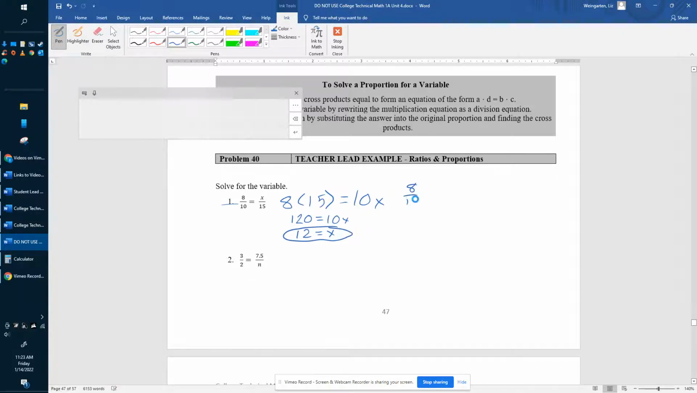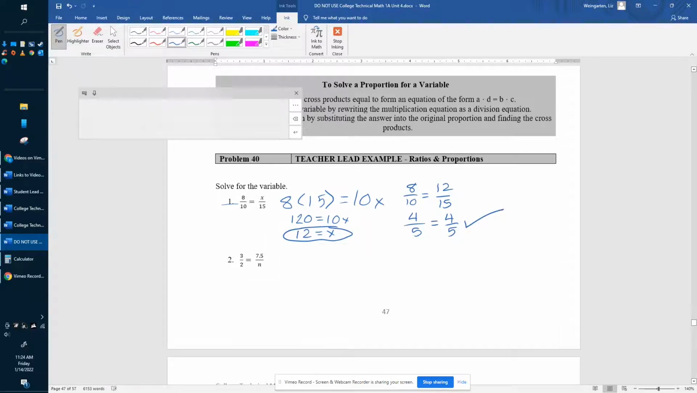8 over 10 equals 12 over 15. I'm going to reduce my fractions to see if this is true. Both 8 and 10 are divisible by 2. We get 4/5. 12 and 15 are divisible by 3, so we get 4/5. So this is true. That is indeed our correct answer.